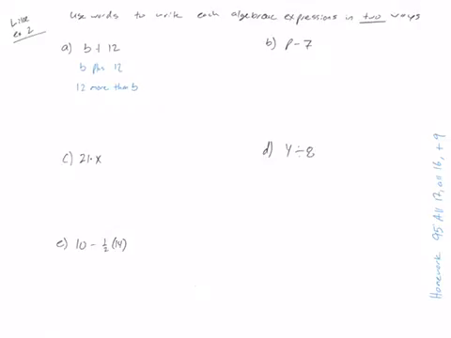This next one is p minus 7. Another way to say that would be 7 less than p, or p decreased by 7. So I'm going to go with 7 less than p. Part C would be 21 times x, or the product of 21 and x. Okay, part D is y divided by 8, or the quotient of y and 8.